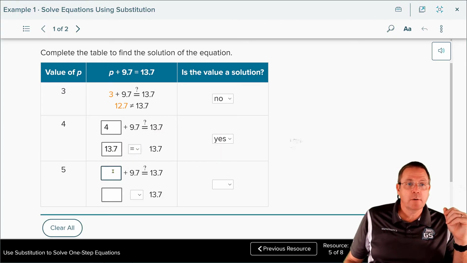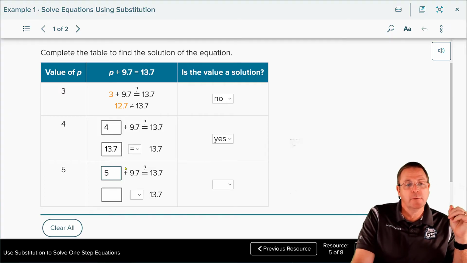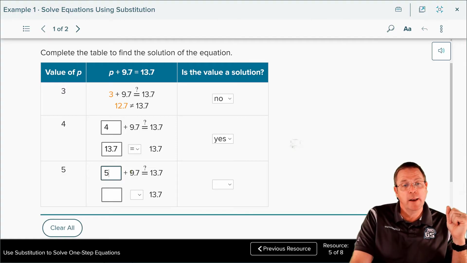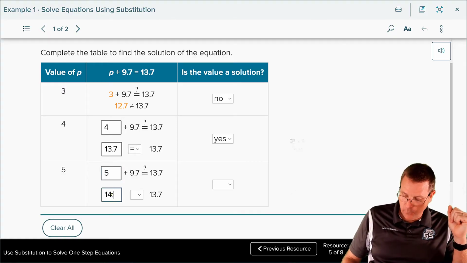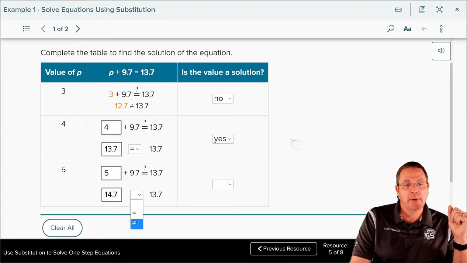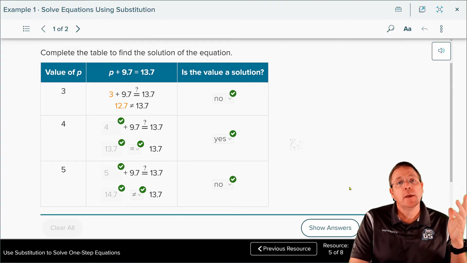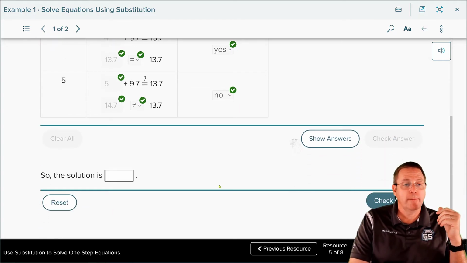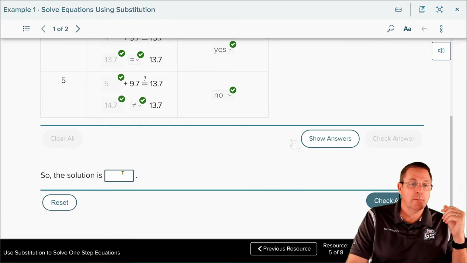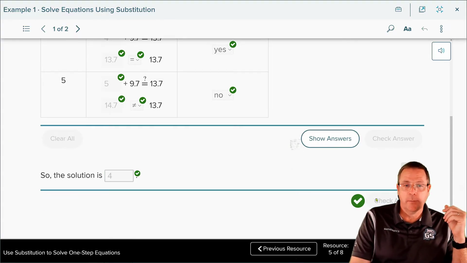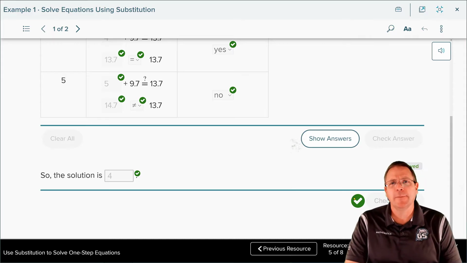And should we have been all hyperactive and decided to plug in a 5 after we already found the answer? Well, 5 plus 9.7, that's going to give us 14.7, which is not equal, so that one is going to be a no. It really is that simple to do these problems, guys. Just plug in the values that they gave you, test the values, and when you find the one that's got the right answer, you know you're good. So the solution, of course, is going to be, what was it, 4? Type in your 4, check your answer, easy math.